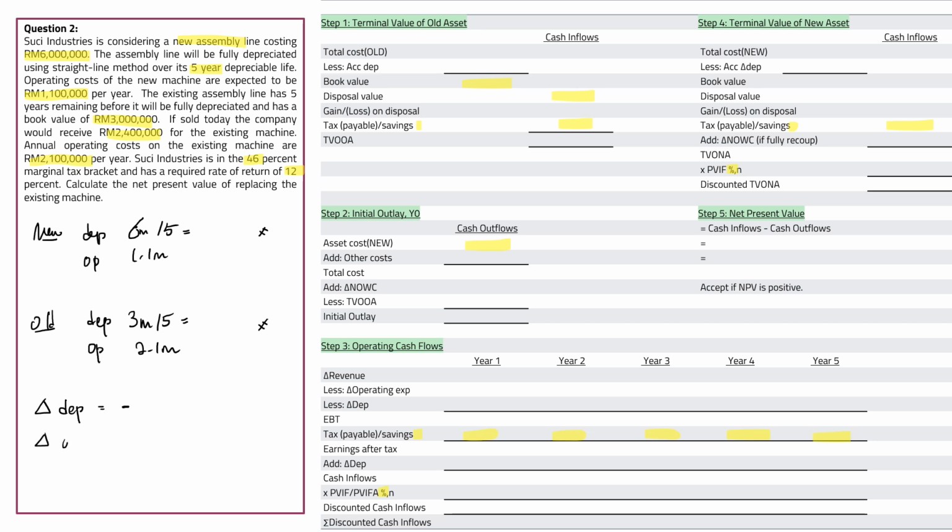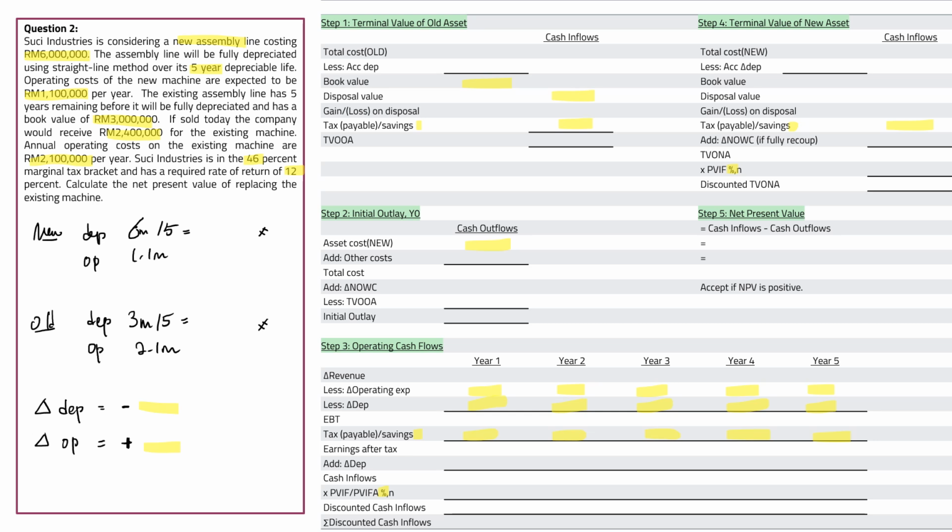The change in operating expense in the old machine is 2.1, but in the new machine it reduced to 1.1. So it's a good thing. You profit from this, therefore it is a plus. Whatever you get here, the change, plug it in here.